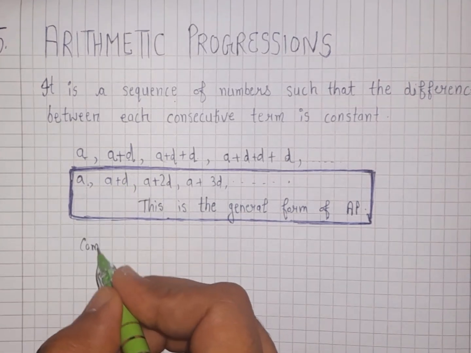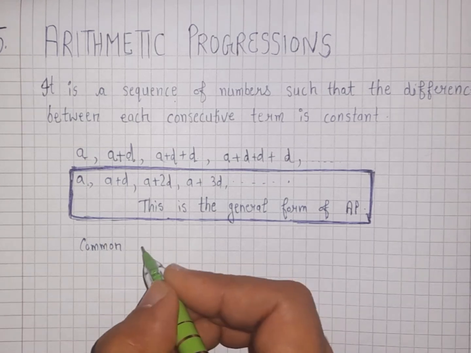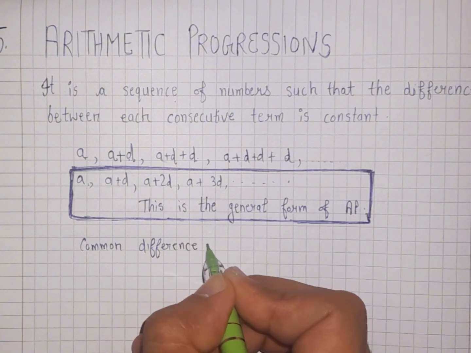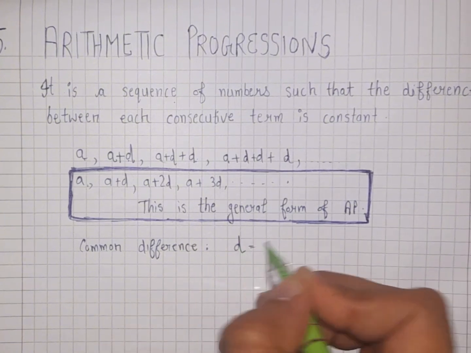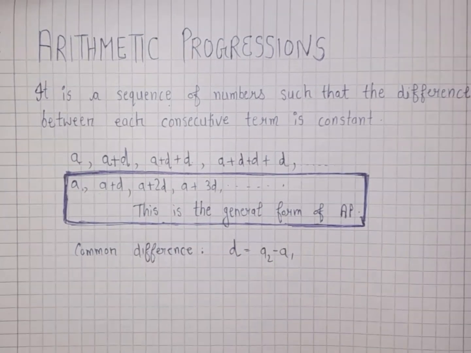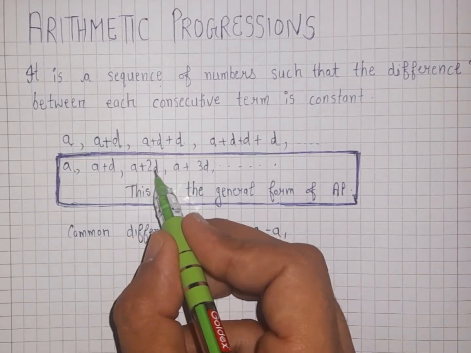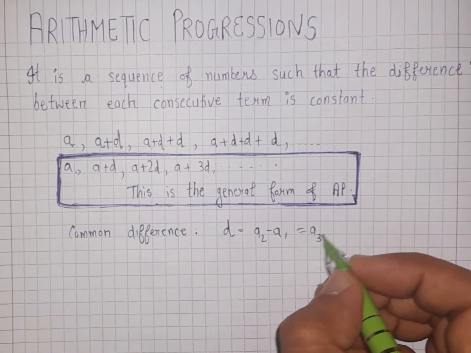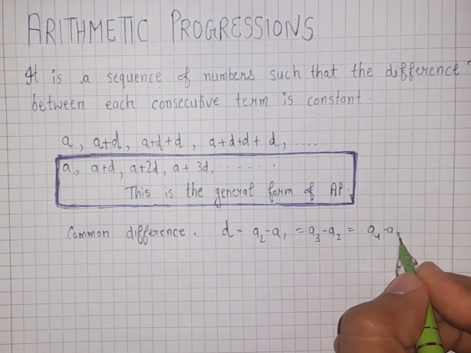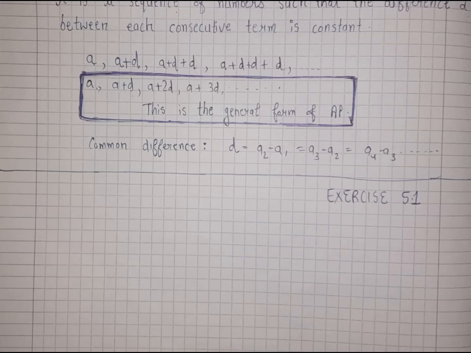The common difference is obtained by subtracting the previous term from the succeeding term. That is, d equals a2 minus a1, a3 minus a2, a4 minus a3, and so on.